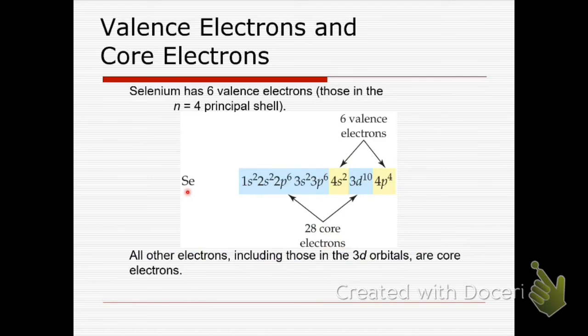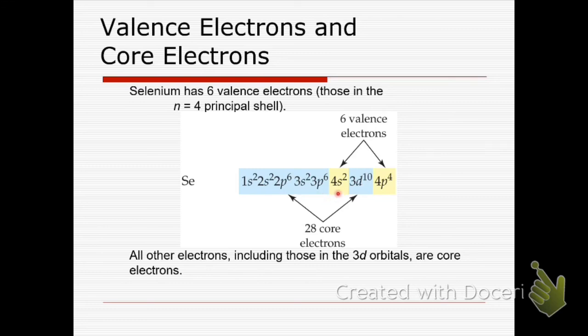Let's look at an example where we have some d orbitals involved because we have to tune in a little more. We're going to use selenium. Selenium is atomic number 34. So if I write our configuration, 1s2, 2s2, 2p6, 3s2, 3p6, 4s2, 3d10, 4p4, I want to separate my valence versus my core electrons. So the valence electrons will be those with the highest coefficient. So I look and that is a 4.